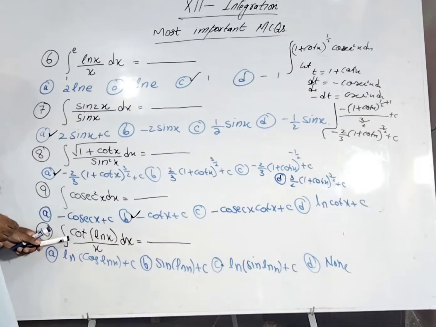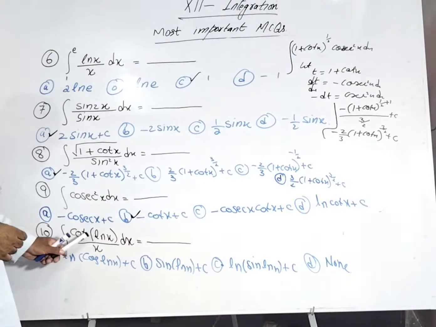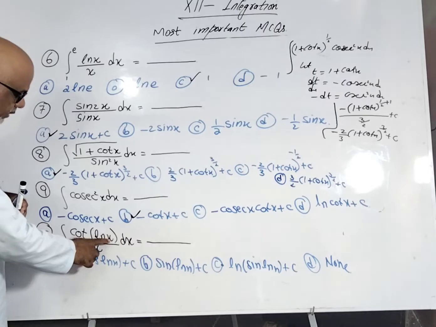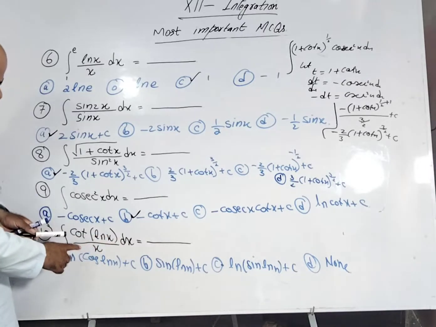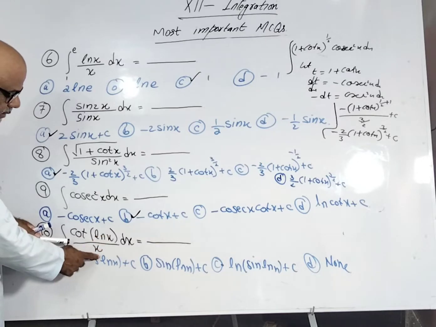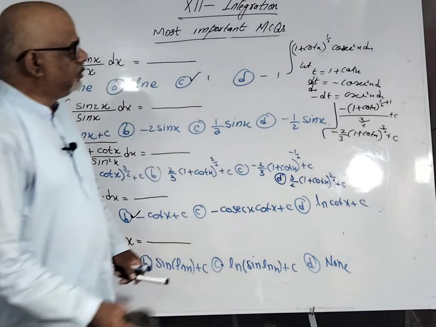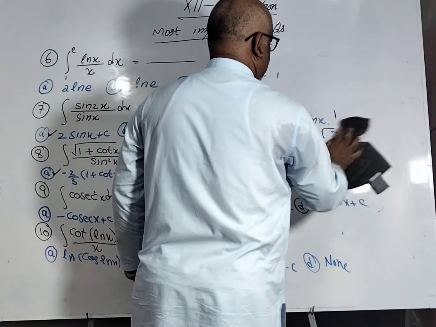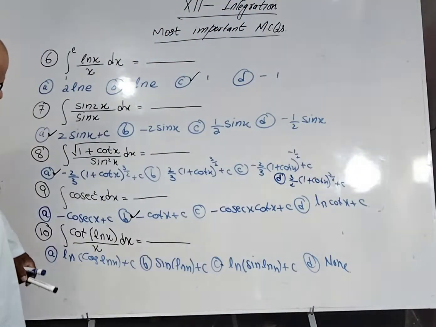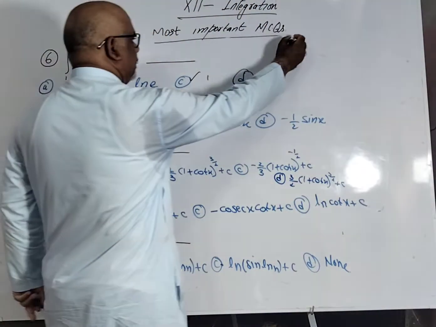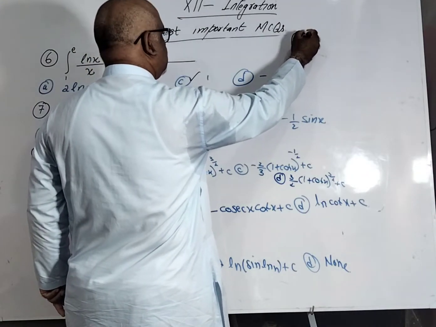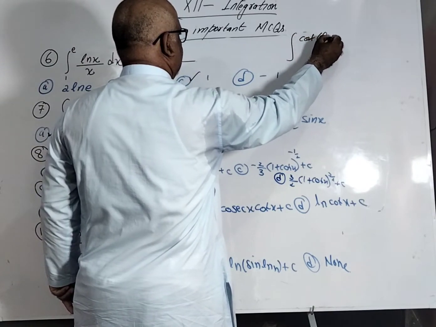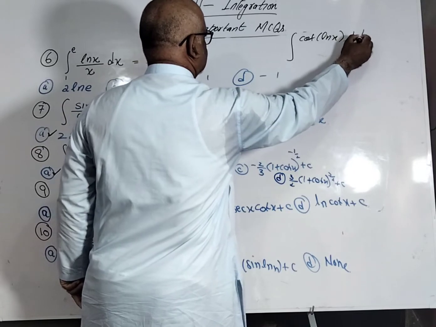Now come to the last and the 10th MCQ. This is cot ln x upon x. Again this is ln x, and we have the derivative 1 upon x. That means this is ln x and its derivative is 1 upon x. Again we have to use the same strategy here. This is cot of ln x times 1 upon x dx.